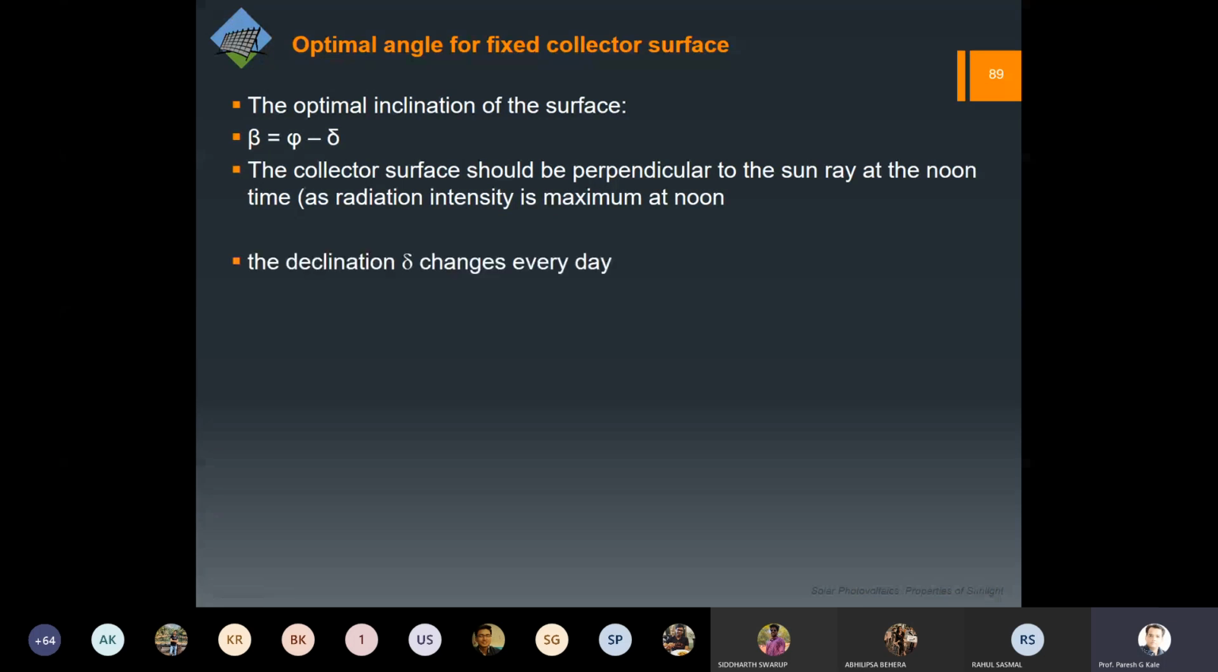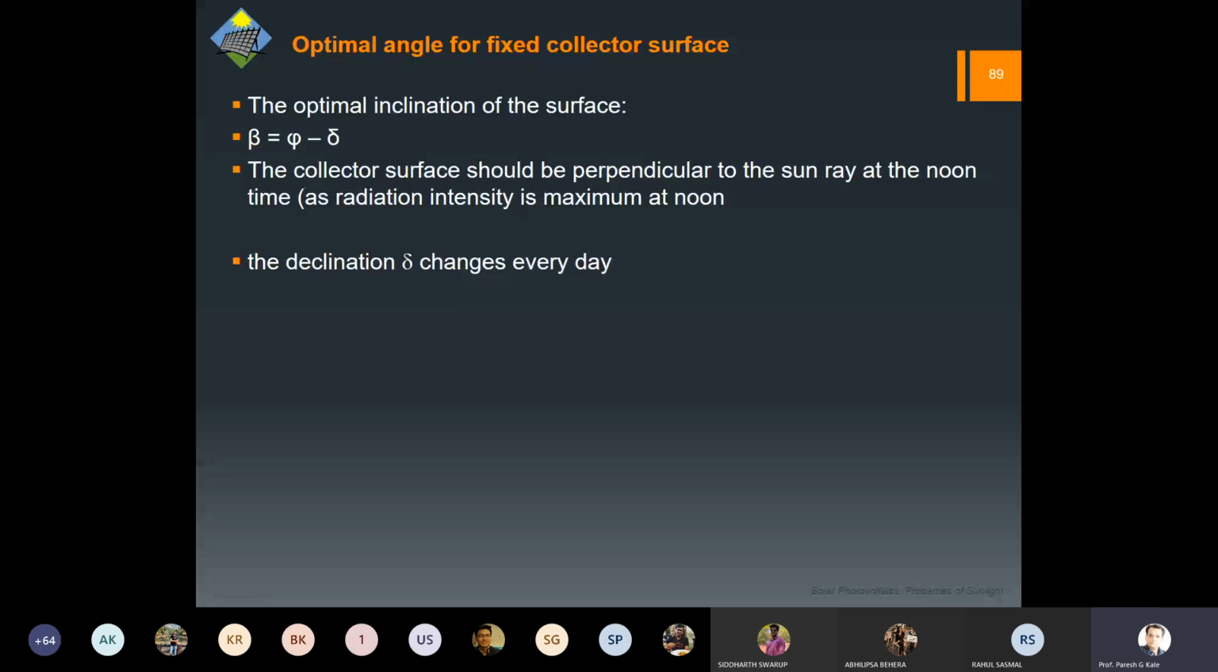Now, out of these two angles, phi and delta, phi is fixed. It is a latitude angle. It is an angle defined by a place, so that is not going to change. However, the declination angle delta is going to change every day. We know that its limit is between plus and minus 23.5. So over 365 days, although there would be only minor variation in a day, it is still going to change.